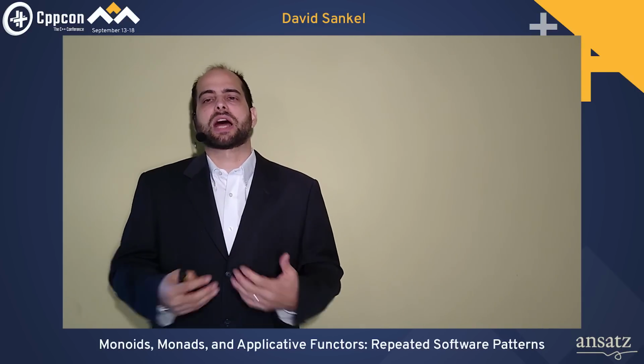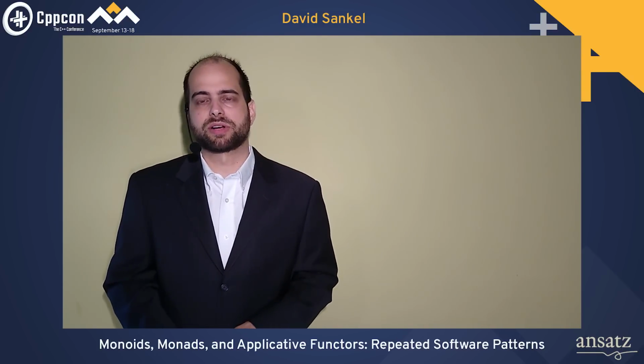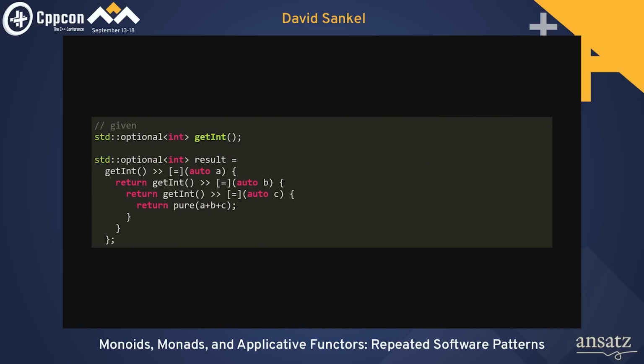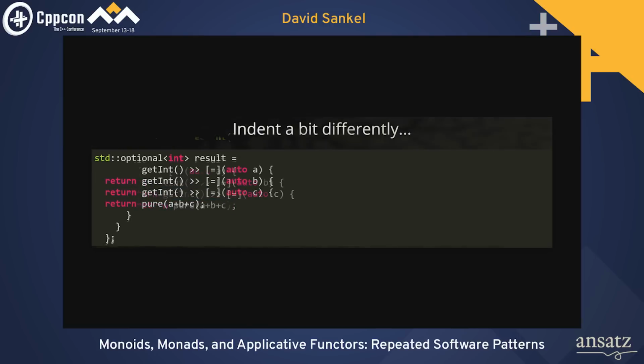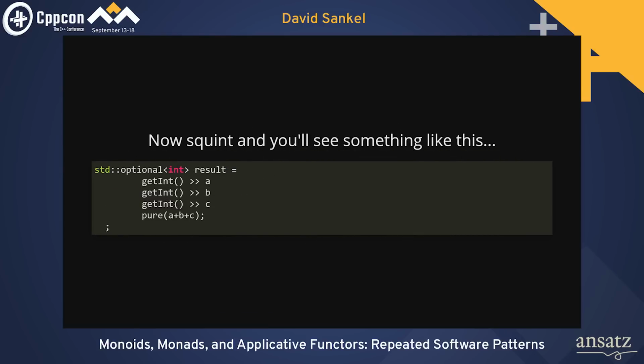Usually, for bind, you want it to be an operator overload. Let's use the right shift operator. Here we have an optional of int getInt function. And here we use the monadic bind to start with getInt. You have some kind of syntax. GetInt, you have some kind of other syntax. GetInt, you have another kind of syntax, and you call pure of A plus B plus C. If you indent this a little bit differently, it looks like this. Now, if you squint, you might see something like this, which, if you cross your eyes, looks like this.